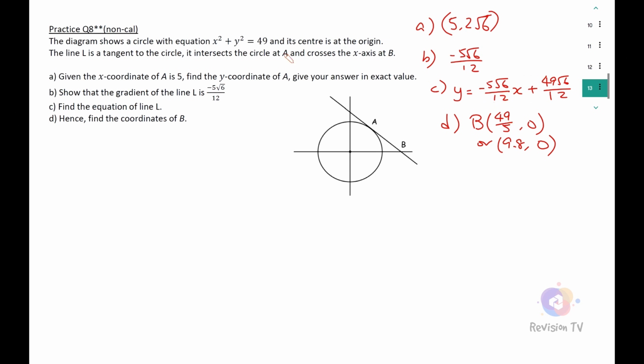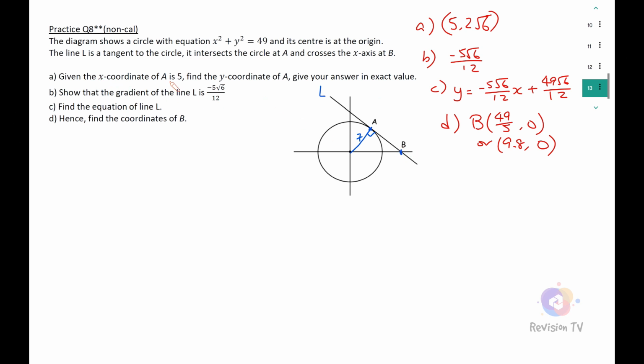Okay, so let's dive in. The diagram shows a circle with equation x squared plus y squared equals 49. So what we know is that the length in here is 7, because the square root of 49 is 7. And the center is the origin. The line L is a tangent to the circle. It intersects the circle at A, so that point where the line L and the circle intersect is A. And what we know is a radius and a tangent make a right angle. And it crosses the x-axis at B, so that point here at the x-axis is B.